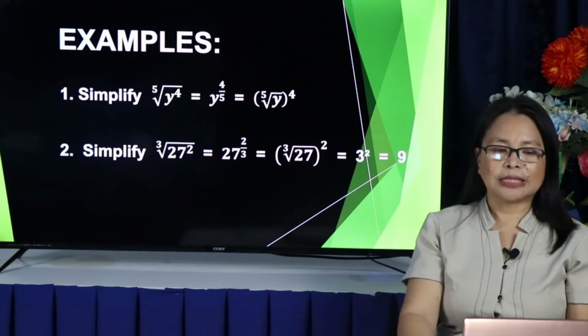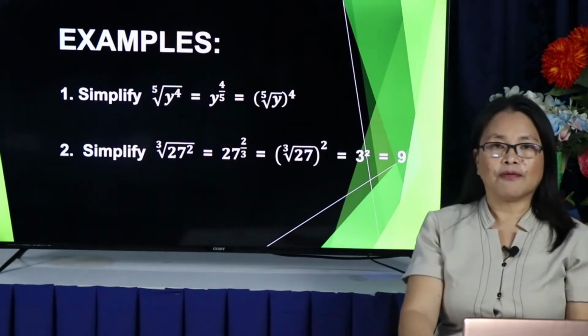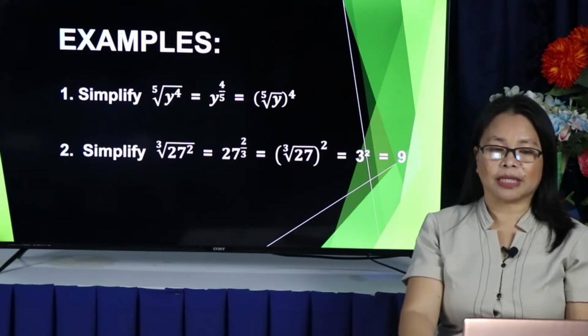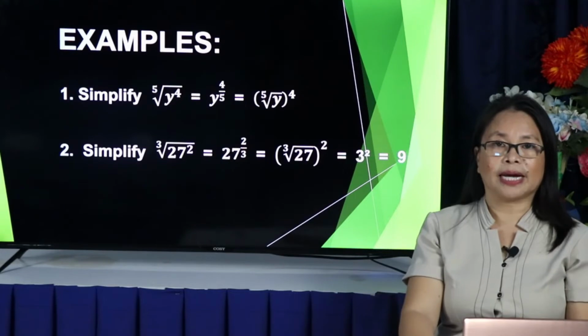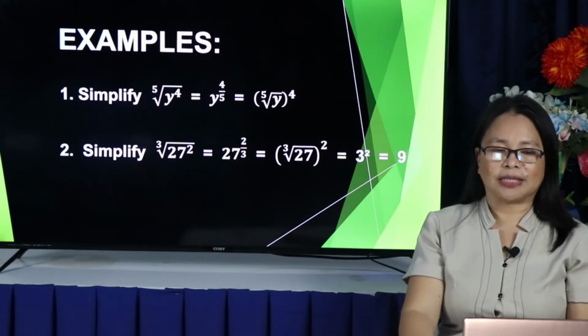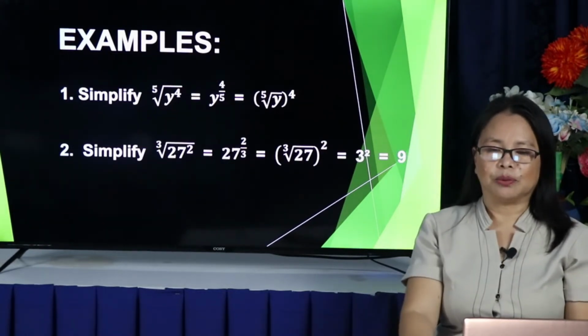Examples. Simplify. Fifth root of y raised to the power of 4. Again, rewrite the expression to rational exponent, which is equal to y raised to the power of 4 over 5. And that is equal to the radical expression, which is quantity to the fifth root of y raised to the power of 4.